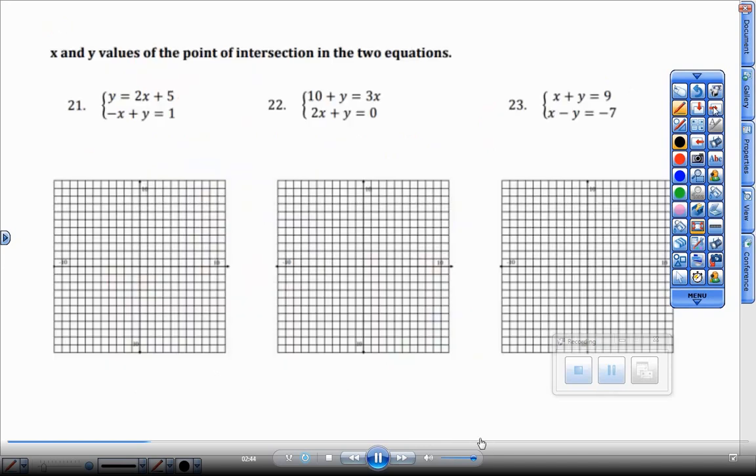Next page. The harder page. I want you to solve these for y, graph them, and then find the point where they intersect and plug it back in to check it. So here we go. This is going to be tough. So for 21, the y on top is solved, but this one I had to plus x to both sides to get that solved for y.